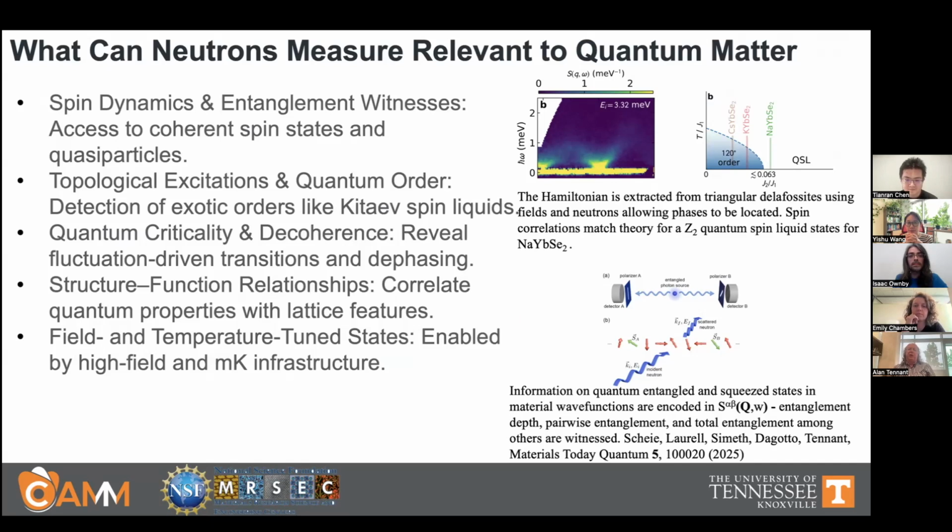And in fact, we can reconstruct neutron scattering into fundamental insights into, for example, the entanglement depth in the material, pairwise entanglement, and also the total entanglement using particular witnesses. And this is a current area of very active development at the moment.